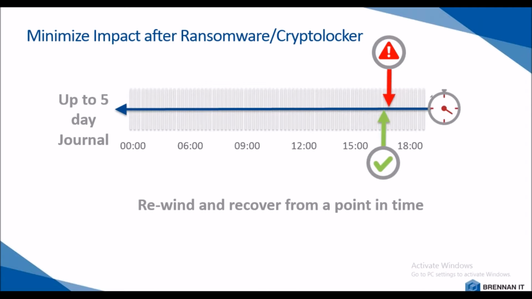What Zerto does is, in that continuous replication phase, it's constantly journaling. So you're able to simply wind back the clock up to 5 days, although that has a storage implication. Hopefully you've been alerted to a Cryptolocker event in your environment well before 5 days, typically hours. Then you can simply wind back in time.